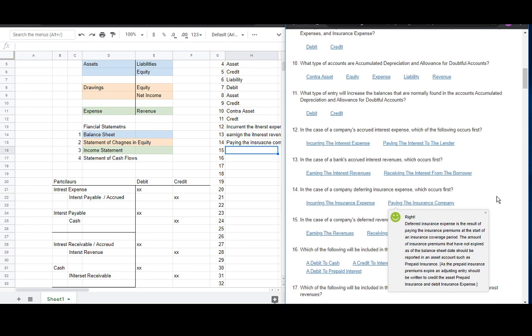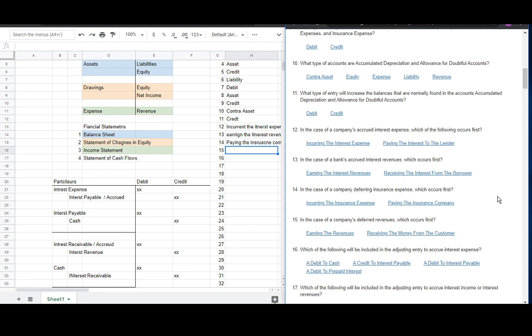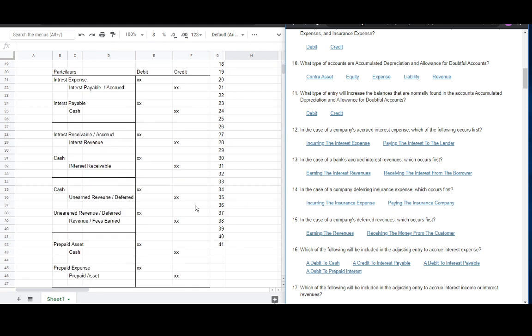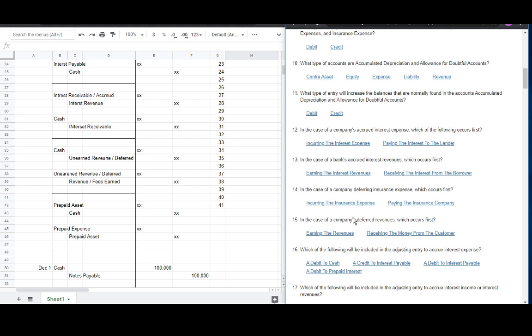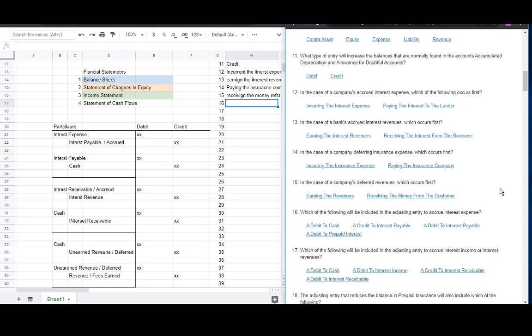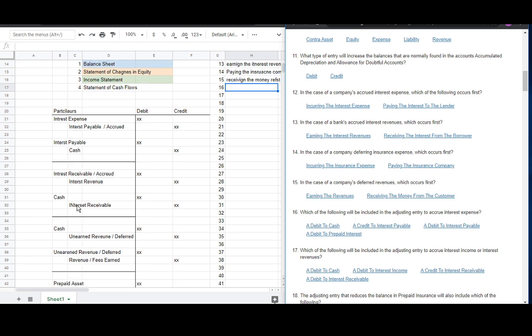And number 15, in the case of a company's deferred revenues, which occurs first? Receiving the money first. And number 16, which of the following will be included in the adjusting entry to accrue interest expense? Interest expense, this. We can see there is a credit to accounts payable.